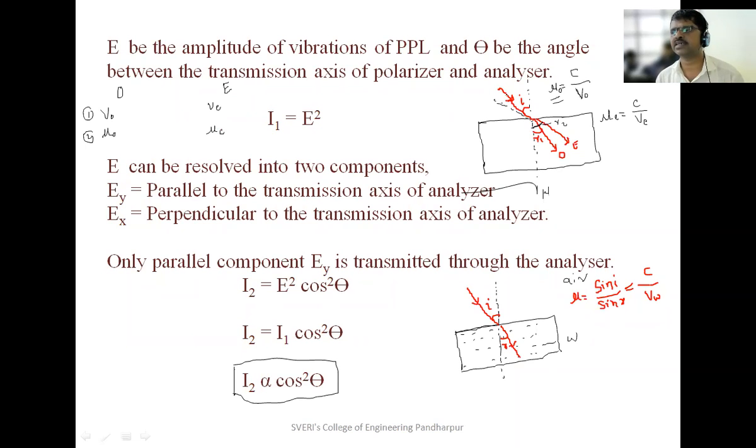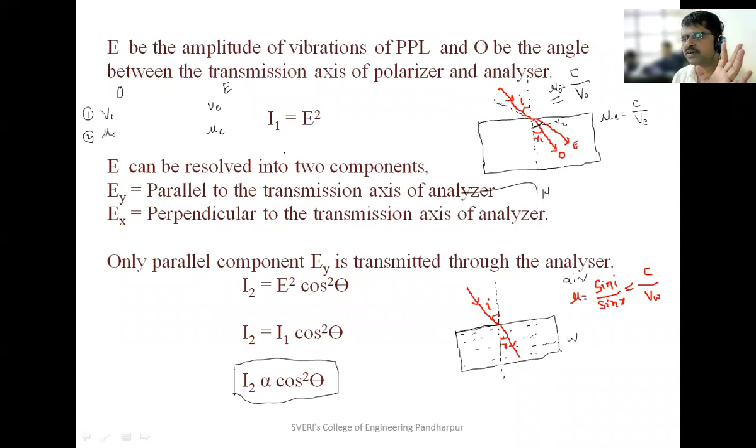A ray of light is incident on an anisotropic medium. Examples of anisotropic media are calcite crystal and quartz crystal. If a ray of light is incident on an anisotropic medium, it splits into two refracted rays. One is called the ordinary ray, and the second is called the extraordinary ray.